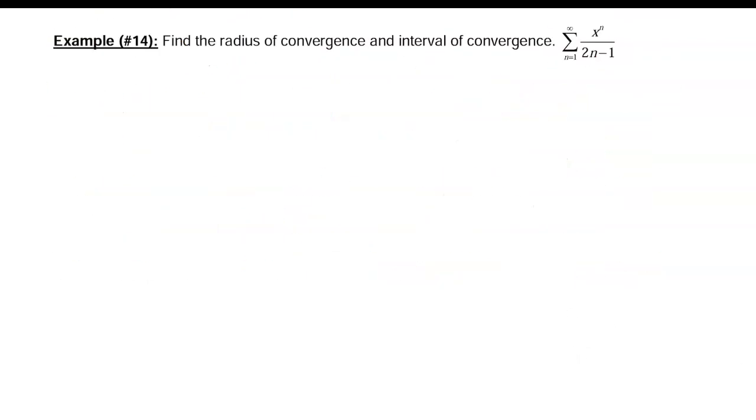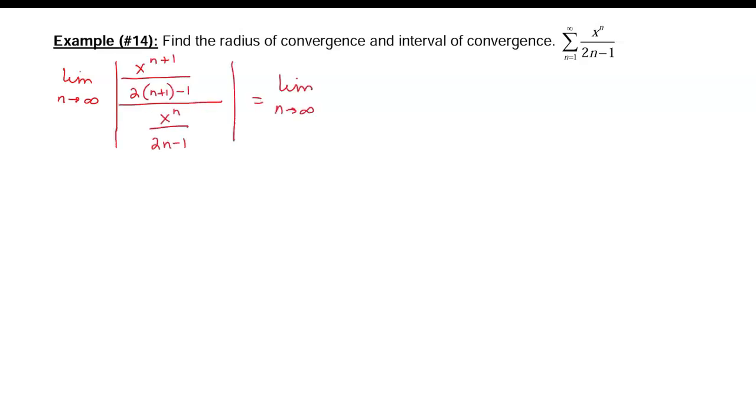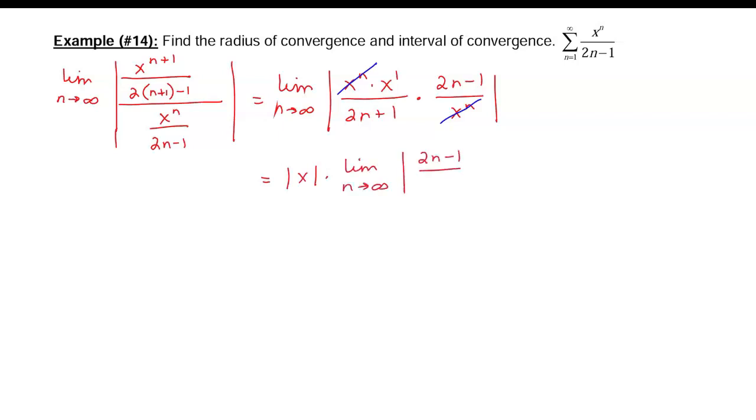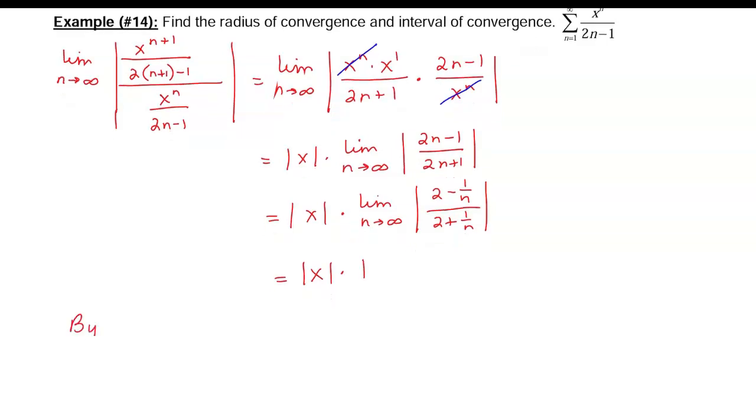Our last example is number 14 from the book. I'm noticing a power of n. I'll set up the ratio test. I can remove x from the limit. I'm going to divide the numerator and denominator by n. The limit as n approaches infinity is 2 over 2, or 1. By the ratio test, the series converges for absolute x is less than 1.